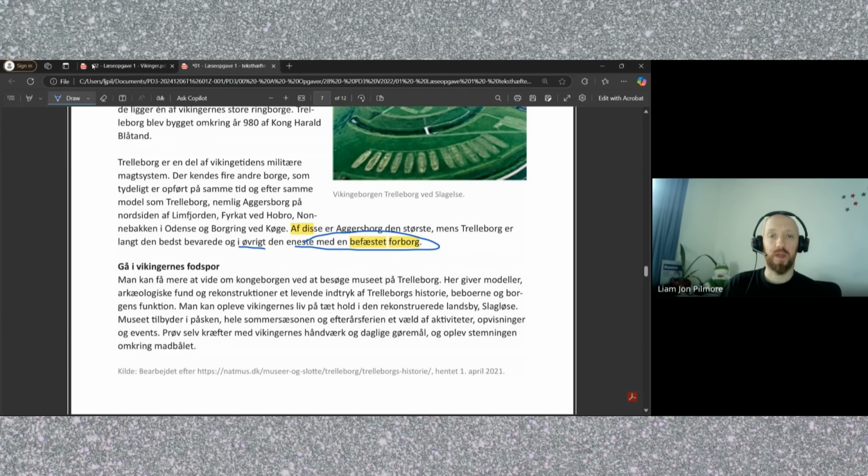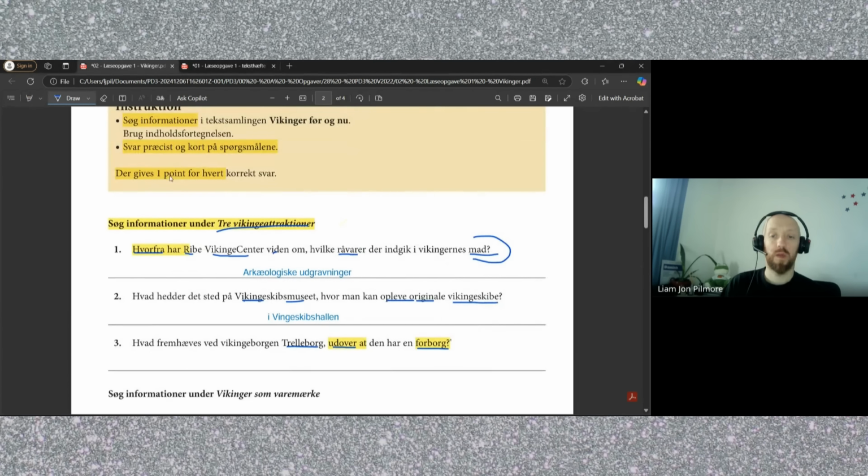It is, of course, that, let me just get the highlighter pen again. Trelleborg den bedst bevarede. Langt den bedste bevarede. There we go. So you could put a simple, what could it be? Hvad fremhæves? Vikingerborg and Trelleborg. At den den langt bedste bevarede. That would be my answer.